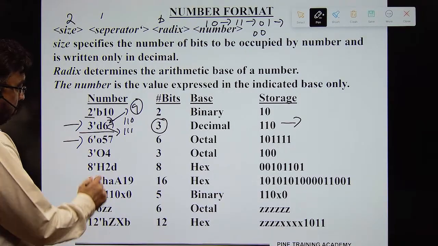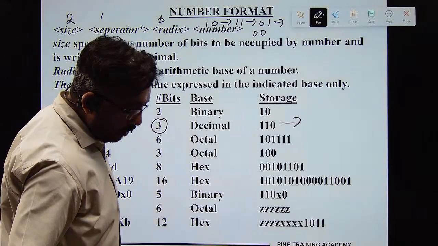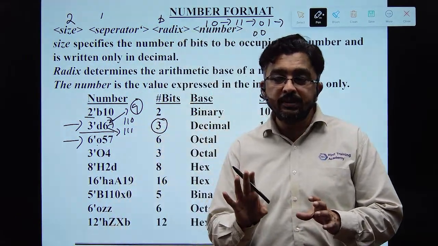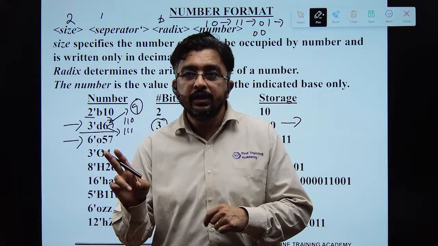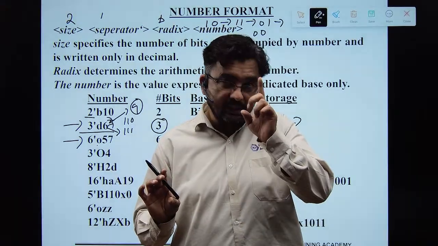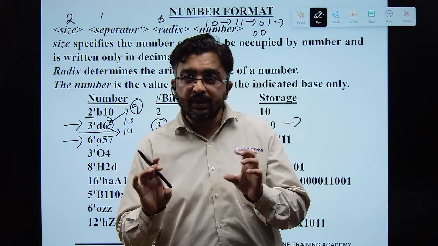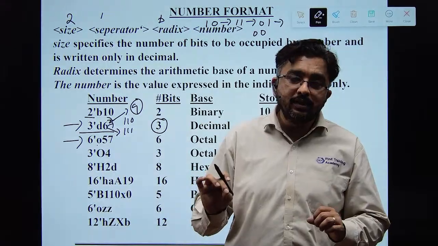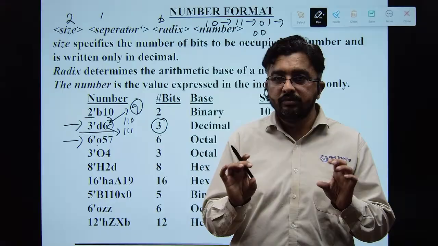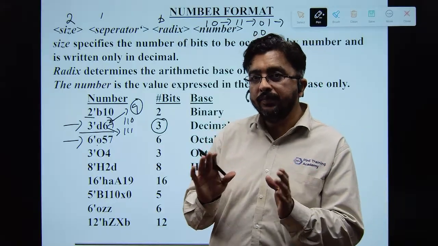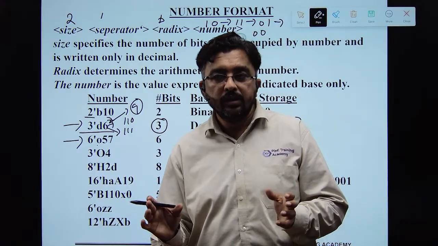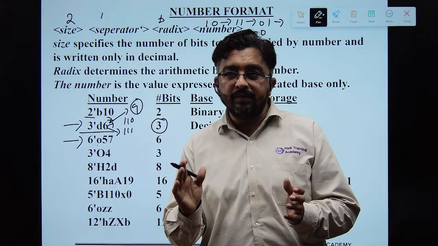Now 6'o57. The O means octal. Octal means 0 to 7. Just like decimal means 0 to 9, a total of 10 values, and binary means 0 to 1. Similarly, octal requires a total of 8 values, so we represent octal as 0 to 7.